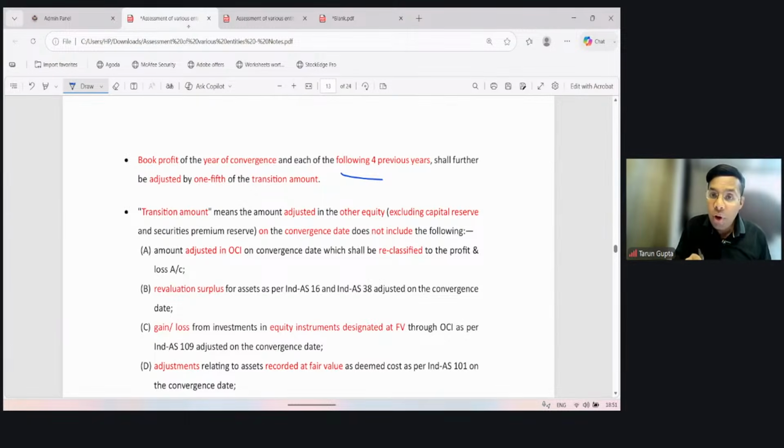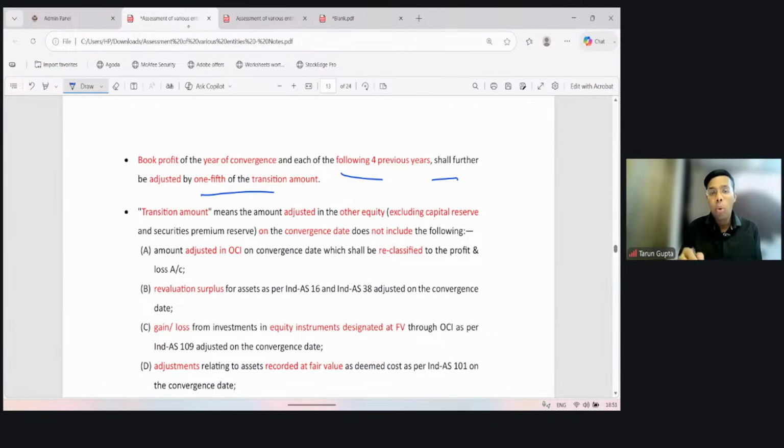So book profit of the year of convergence and each of the 4 subsequent years shall further be adjusted by 1/5 of the transition amount. Whatever the transition amount is, we'll discuss how we come to the transition amount. Whatever it is, such transition amount is adjusted in 5 years in equal installments. Okay. Now, what is transition amount?